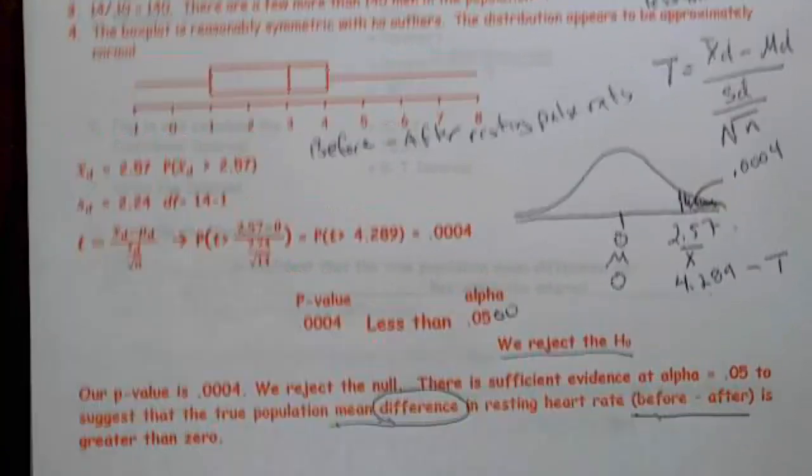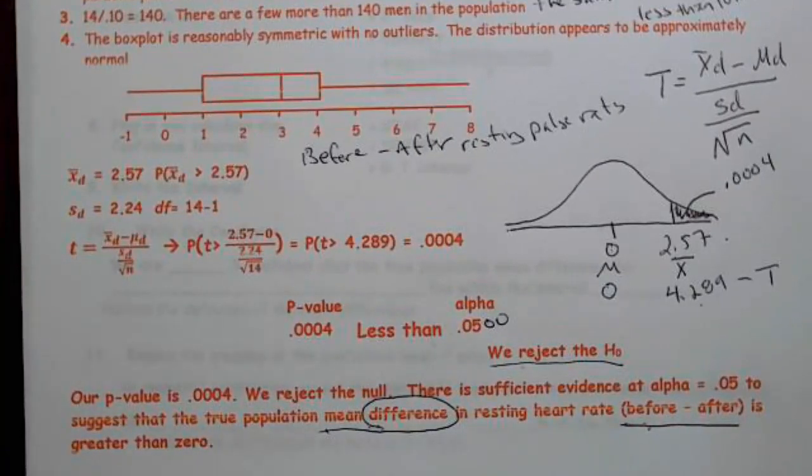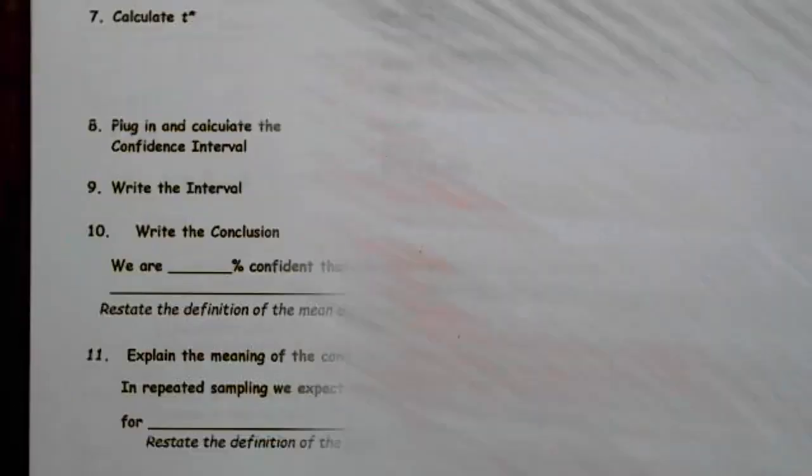All right, so this takes care of the scenario 1 hypothesis test. We're going to look at the confidence interval. It should go much faster, but we're going to do that here in just about 2 minutes.